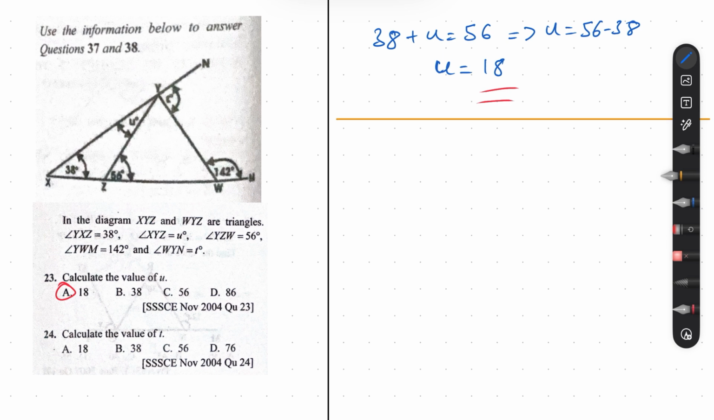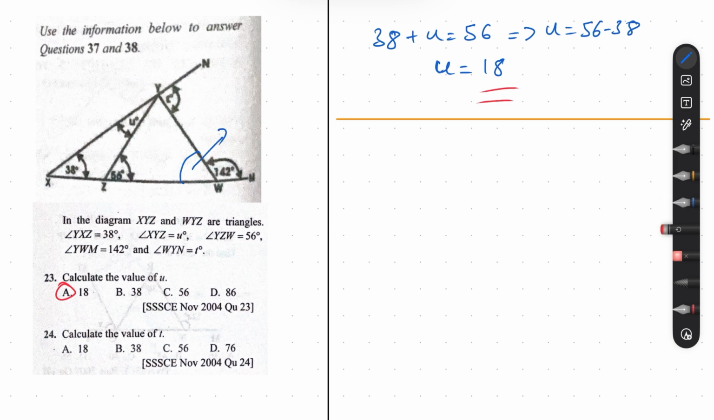The next part says you should find question number 24. Calculate the value of t. This angle here is t. So we need to find this angle here. This is a triangle. This angle and this angle are interior angles that are opposite to this. So if we add this angle and this angle, we should get this angle, which is t. But do you know this angle? No, we don't know that angle, but we can find it.